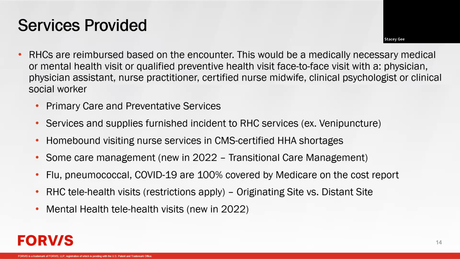So the services can include primary and preventive care services, and services and supplies furnished incident to the service. So for example, venipunctures, homebound visiting nurse services, some care management, and new specifically in 2022, transitional care management, and now as well chronic care management.